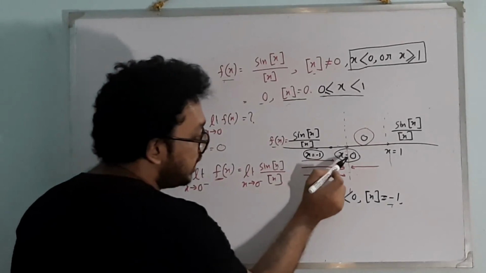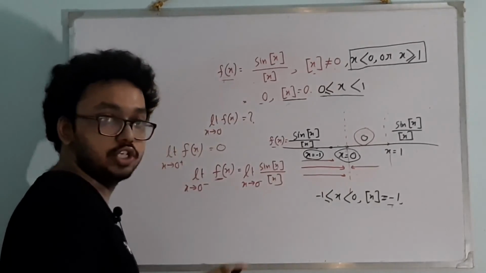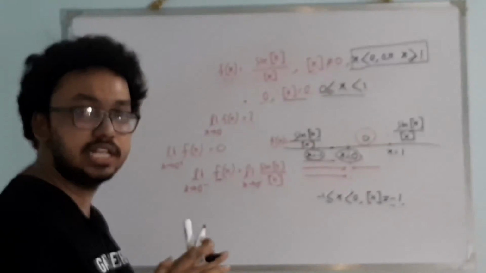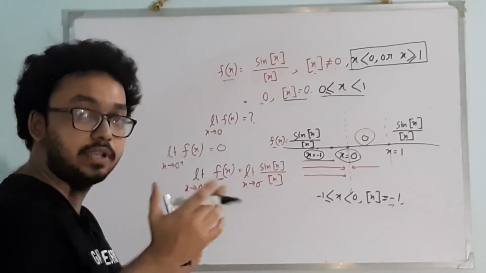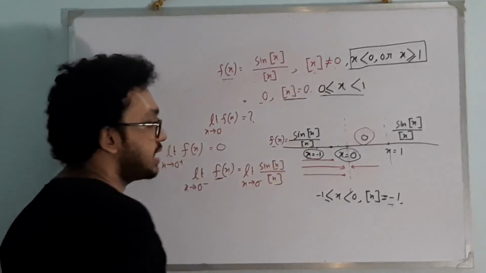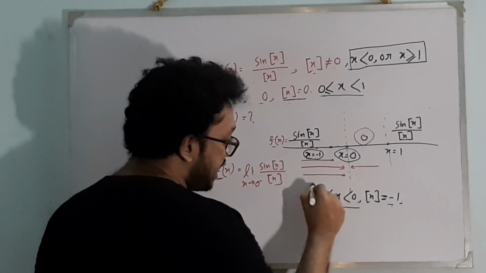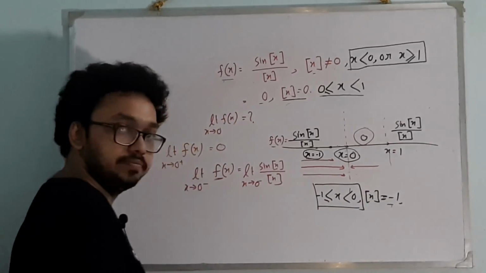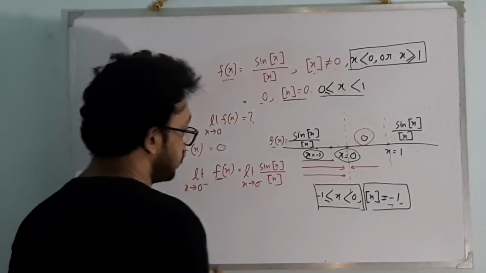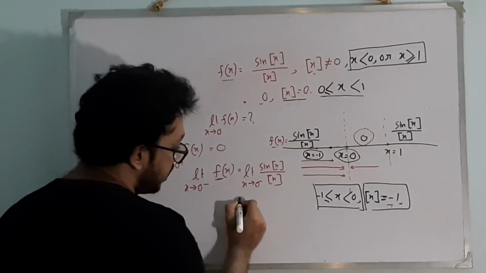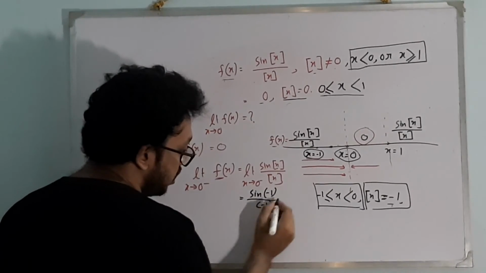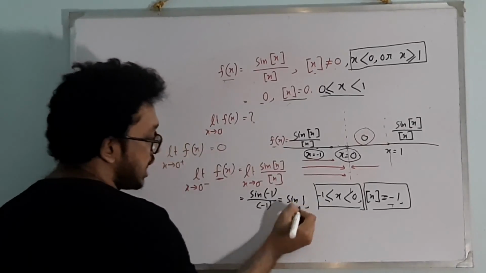See, we are not interested to check the value at x equal to 0. In left hand limit, we are interested about the behavior of the function just in the left hand side or in the left neighborhood of x equal to 0. So if I take any point just in the left hand side of x equal to 0, this will clearly lie in this interval, that is -1 to 0, right? And in this interval, the value of greatest integer function of x is -1. So clearly this limit will have a value of sine of -1 divided by -1. If we simplify this, this will come as equal to sine 1.